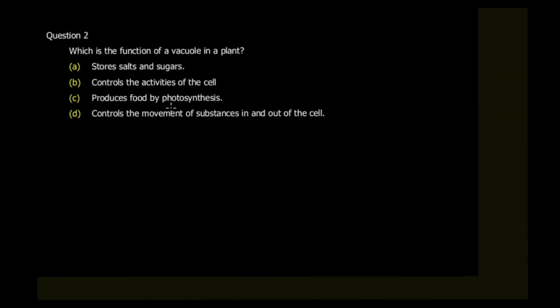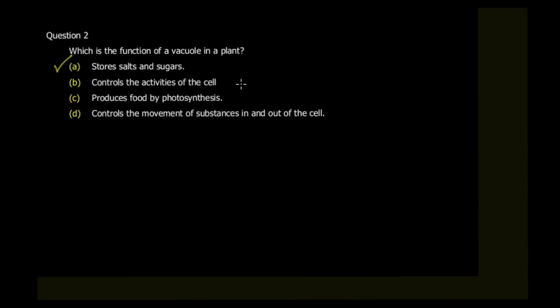The second question says, which is the function of a vacuole in a plant? You only find vacuoles, at least the large ones, in plants. And the function is A, they store salts and sugars. If you were not sure, the way to do it was to identify which cell organelles would fit with the answers here.